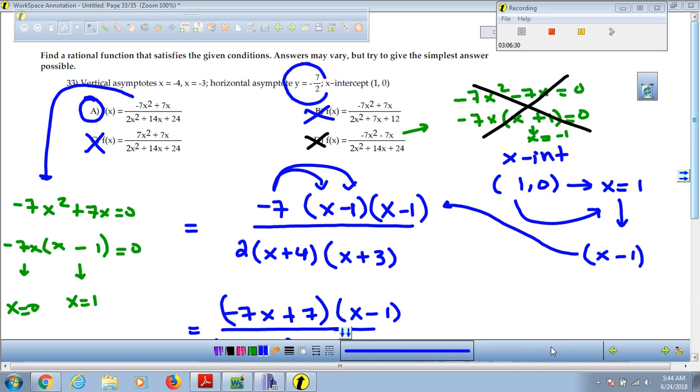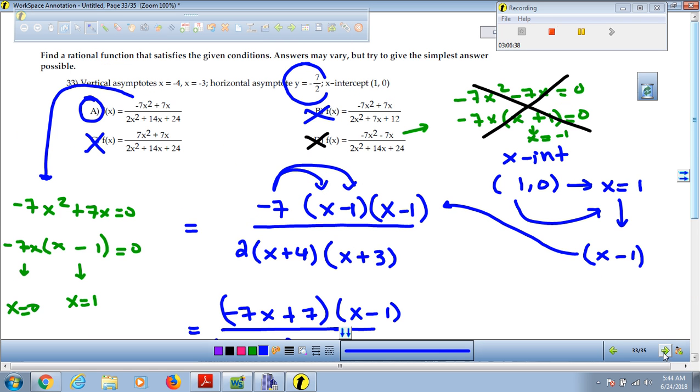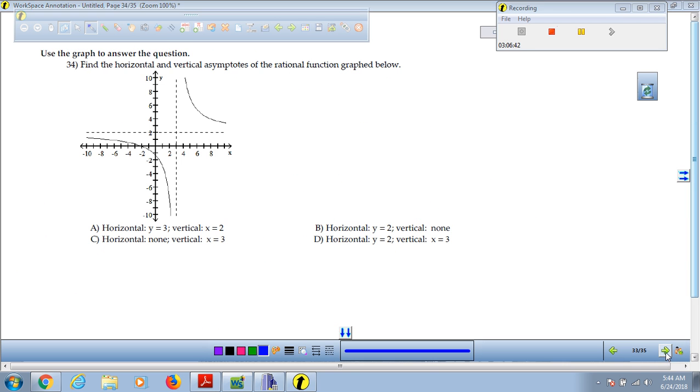So that's the same thing you could have done for this one. Put them on the calculator and figure out which one has those characteristics. But I also wanted to do it by hand so that we could review this concept.